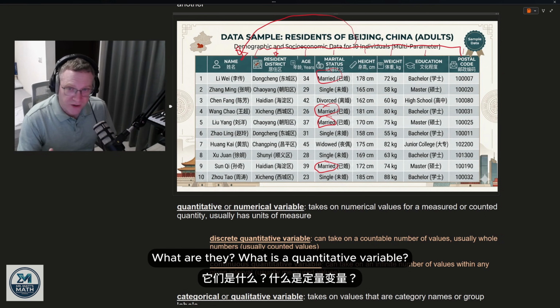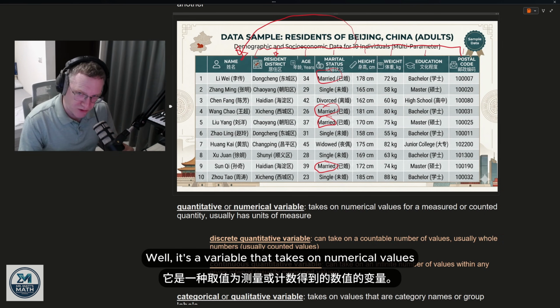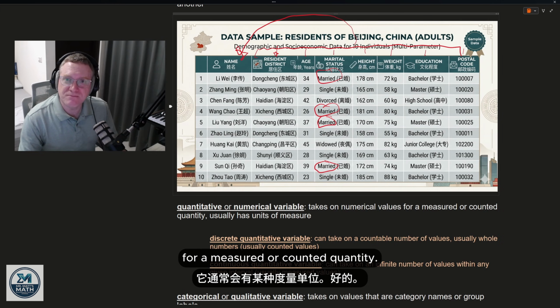All right. What are they? What is a quantitative variable? Well, it's a variable that takes on numerical values for a measured or counted quantity.